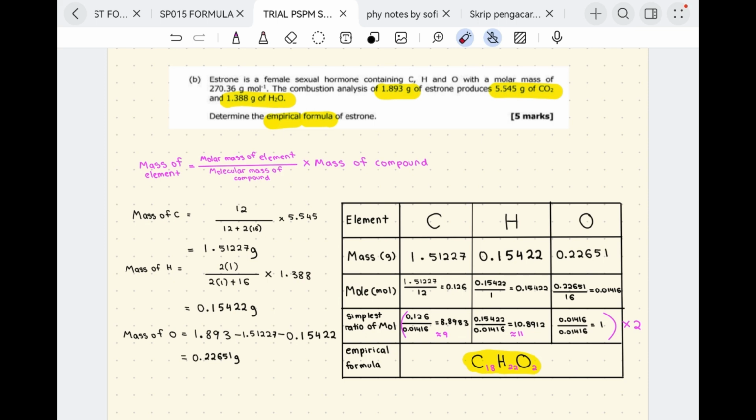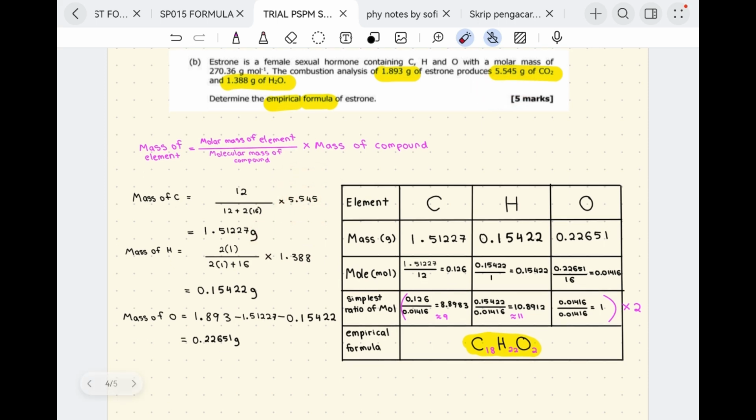Okay, for the first element that I want to find the mass of, which is carbon, I need to use the compound that contains carbon, which is CO2, and I just need to substitute in the information. For carbon, the molar mass of element is 12, and the molecular mass is the molecular mass of CO2, and then the mass of compound of CO2 given here. And then I will obtain the mass of carbon.